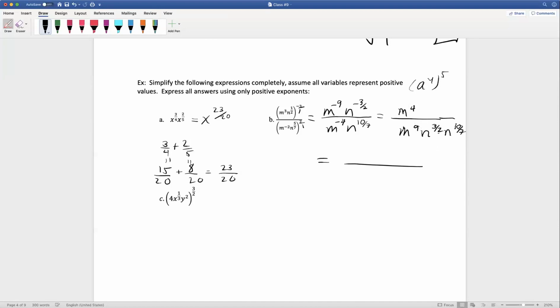So let's see what we're left with. I want you guys to picture this. m to the 4th divided by m to the 9th. We have 4 factors of m on top. We have 9 factors of m in the denominator. If you cancel out those 4 factors that are the same, we're going to be left with m to the 5th. Take a look at n to the 3/2 times n to the 10/7.